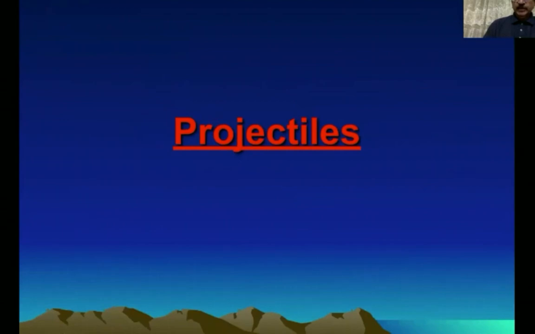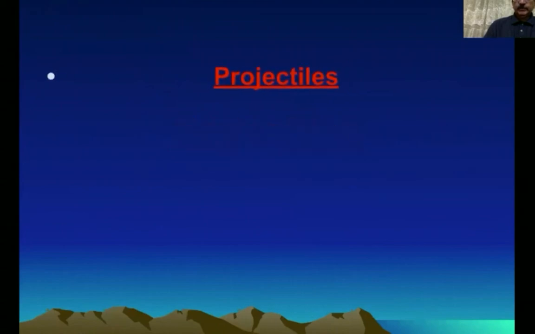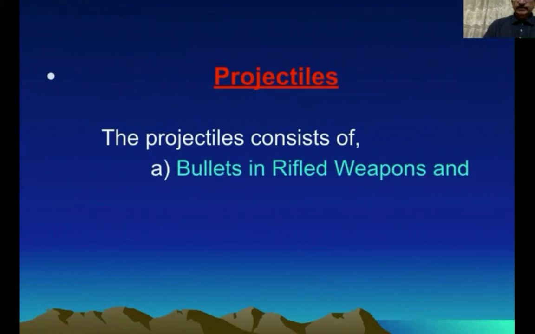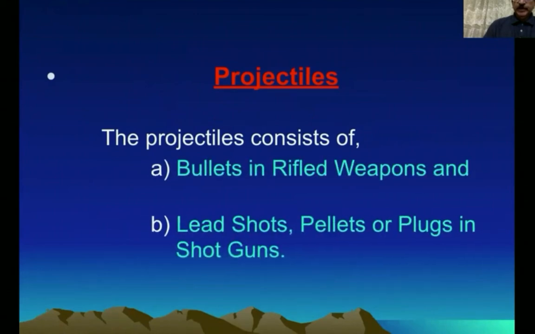Now the projectiles. Projectile is the main component in the smoothbore; they are pellets, and in rifled weapons they are the bullets. So the projectiles consist of bullets in the rifled weapon and lead shots, pellets, plugs in the shotguns, which are smoothbore weapons.